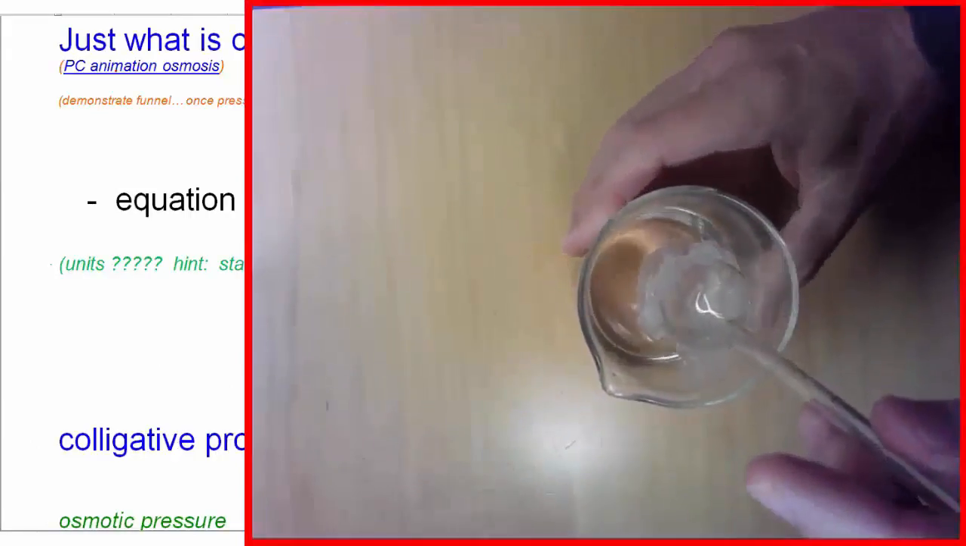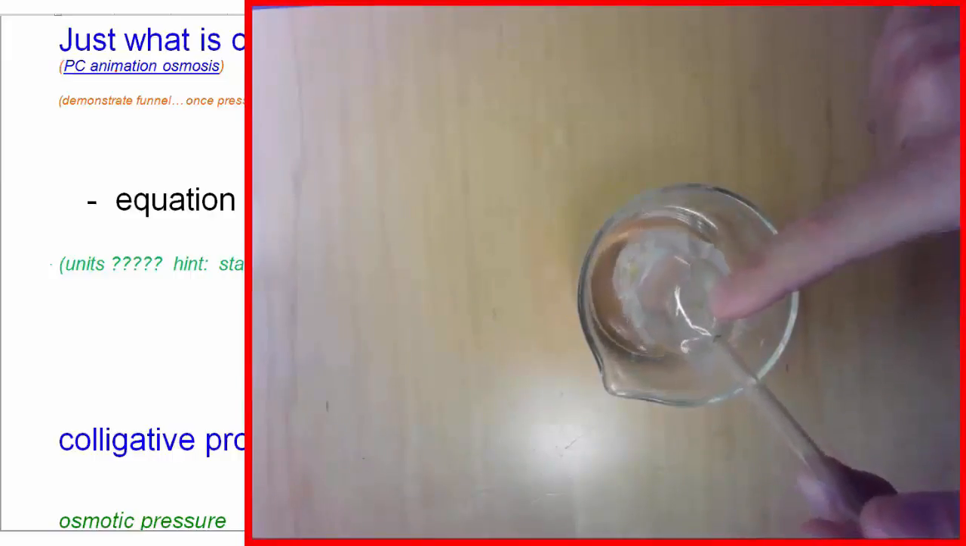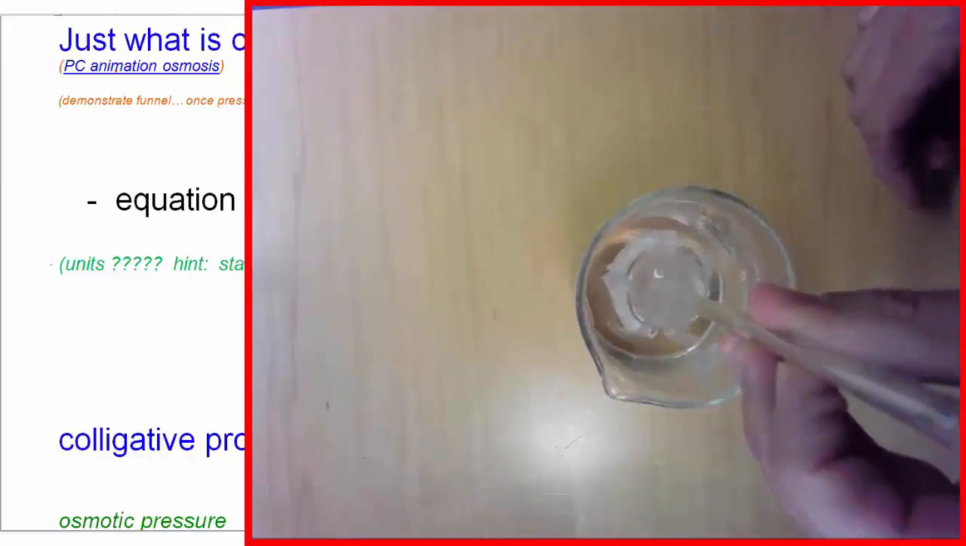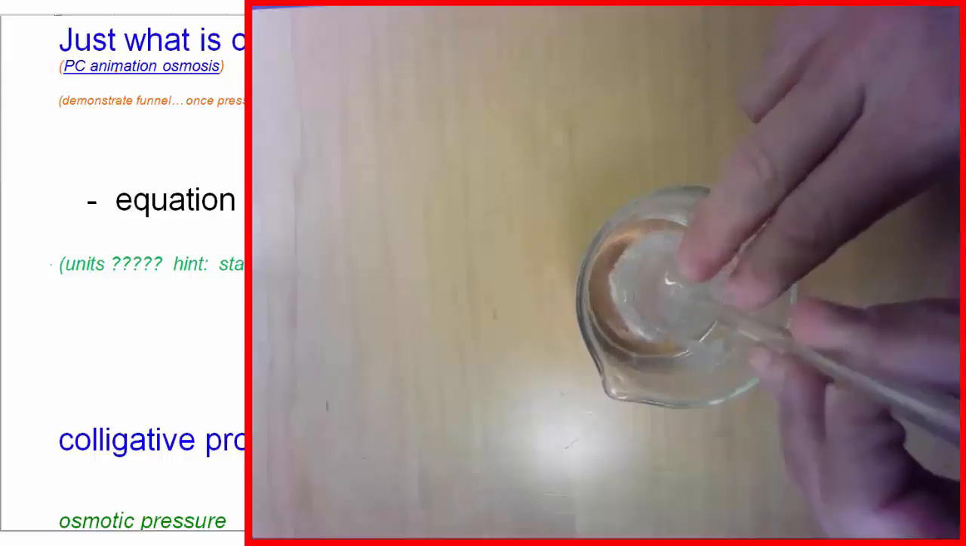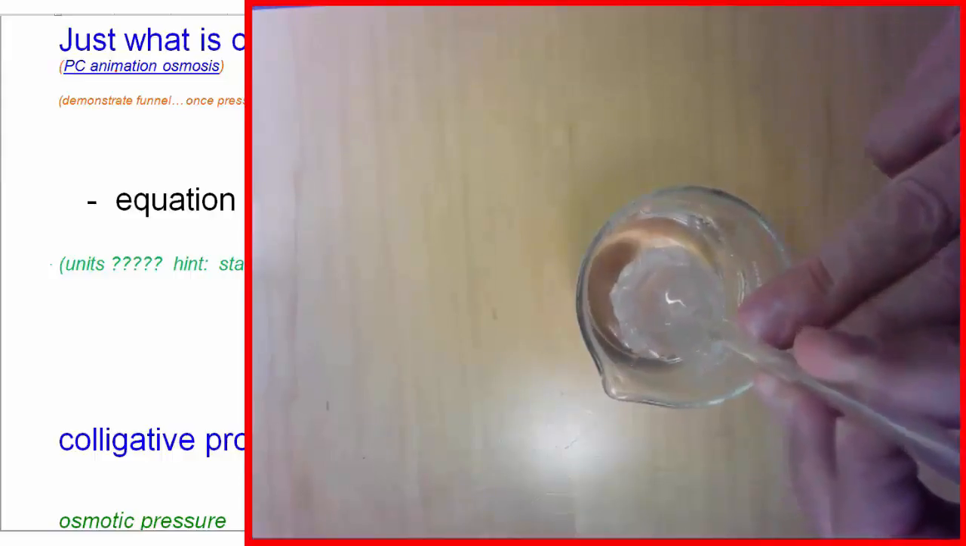This beaker contains pure water. Inside this ampule is sugar water, and this is a semi-permeable membrane. So as the ampule is immersed into the pure water, water will travel through the semi-permeable membrane and into the sugar solution, from high concentration to low concentration. As the water travels through the membrane, the height of the solution keeps getting higher.